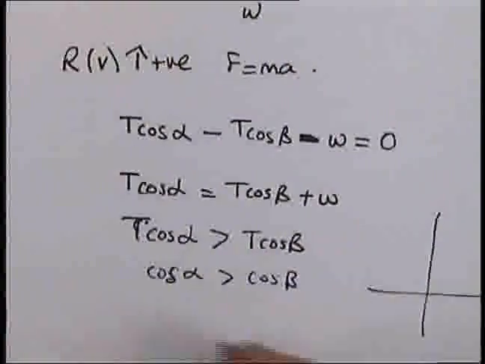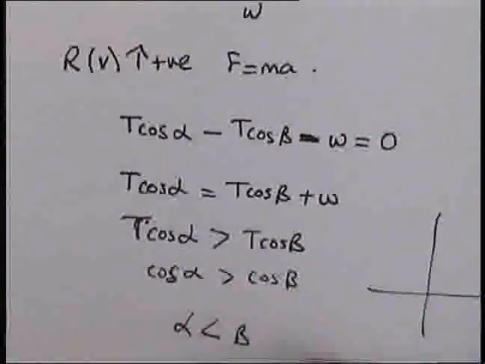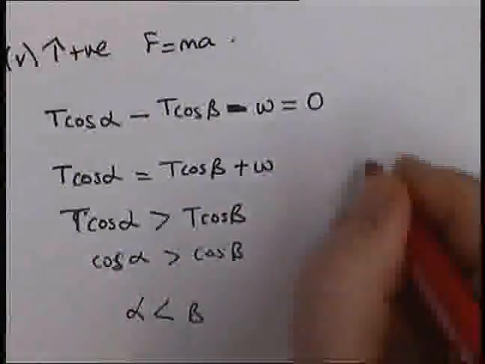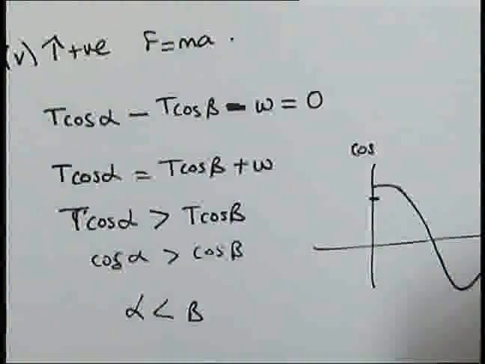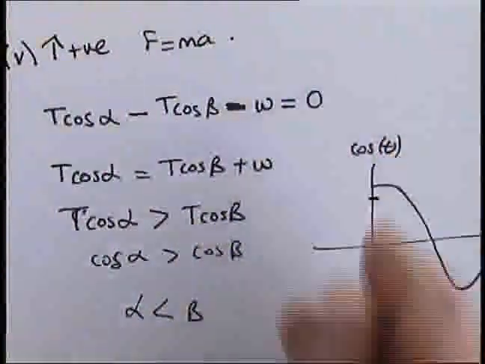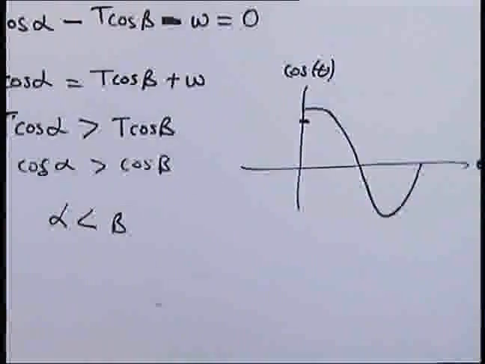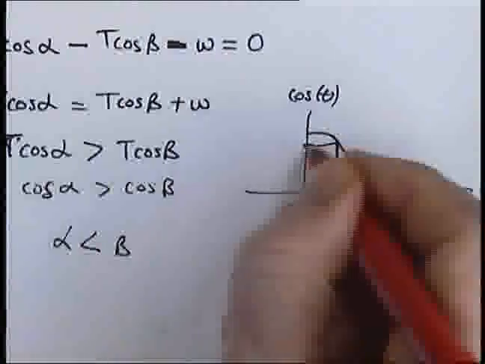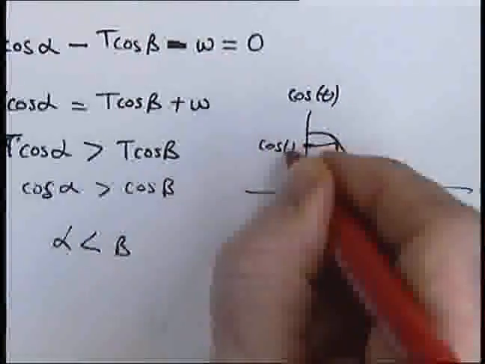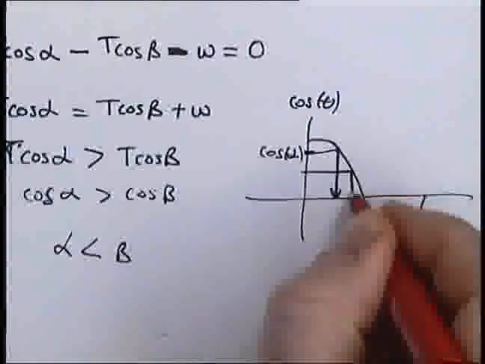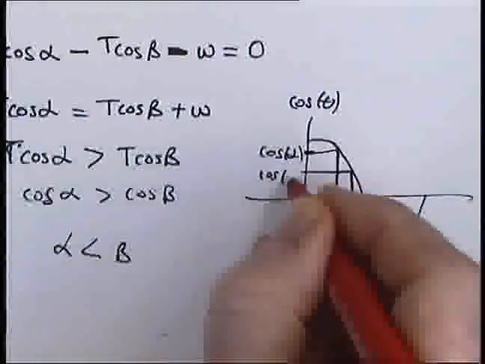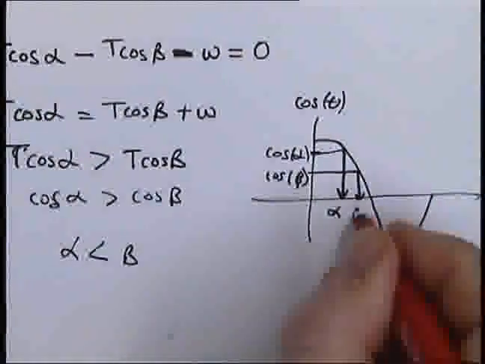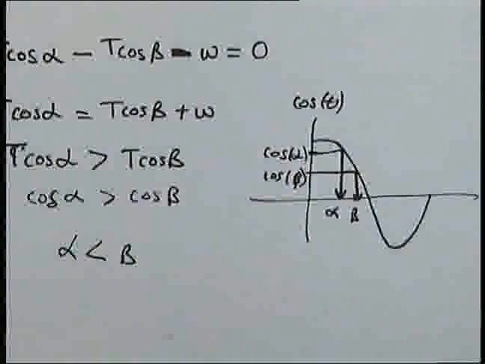Now the last step is to realise then that alpha must be less than beta, and the way to do that is just to sketch the cos and think about it. If this is cos, and this is theta, this is cos theta here. Now if you're further up this axis, so cos alpha is there, and cos beta is there. Can you see that? So cos alpha is bigger than cos beta, then alpha must be smaller than beta. So hopefully you can see that from that diagram.